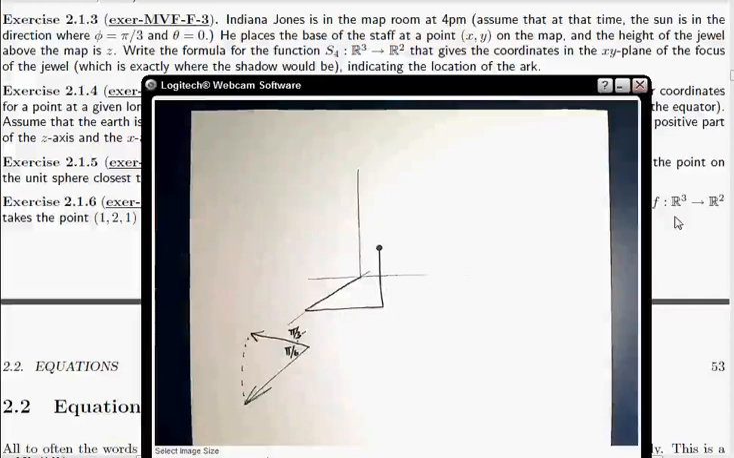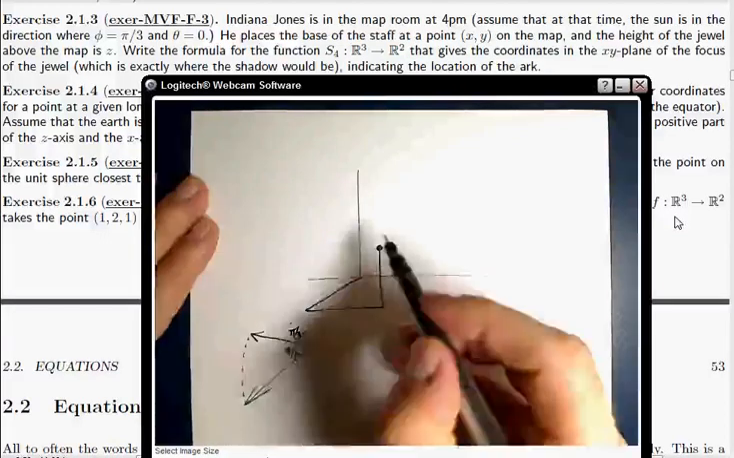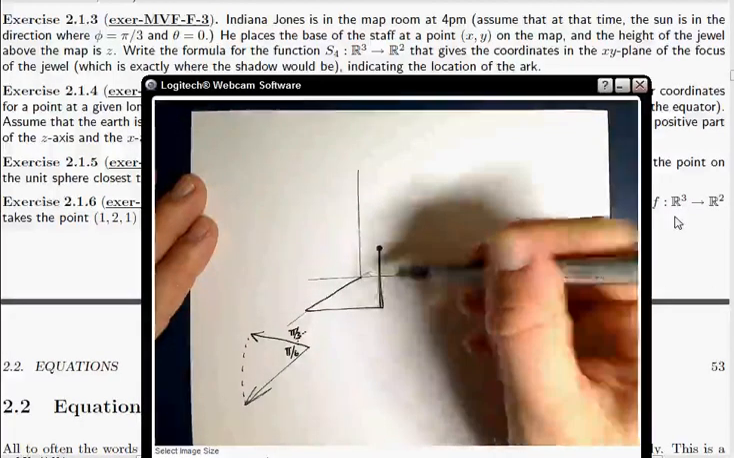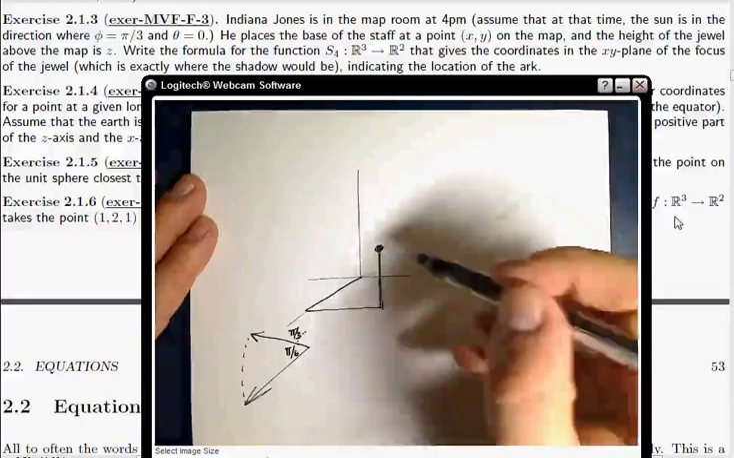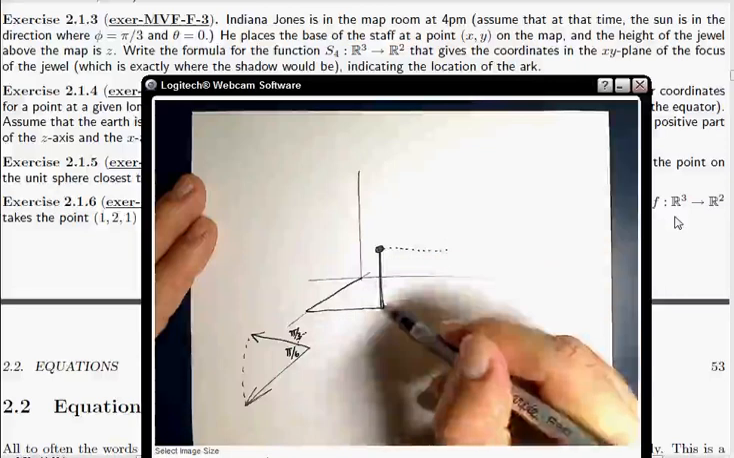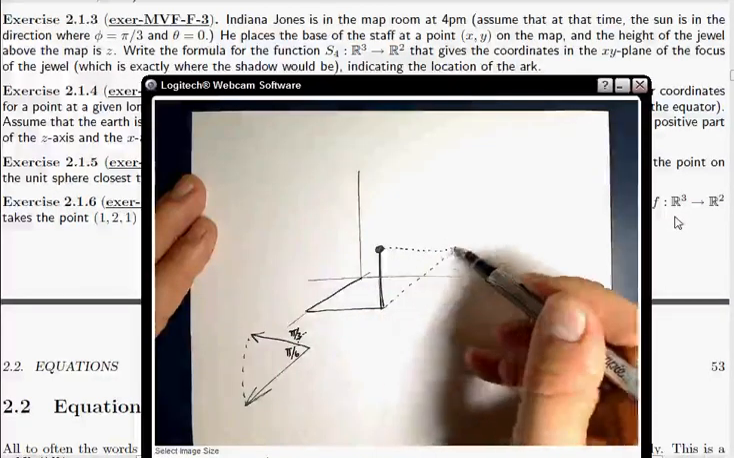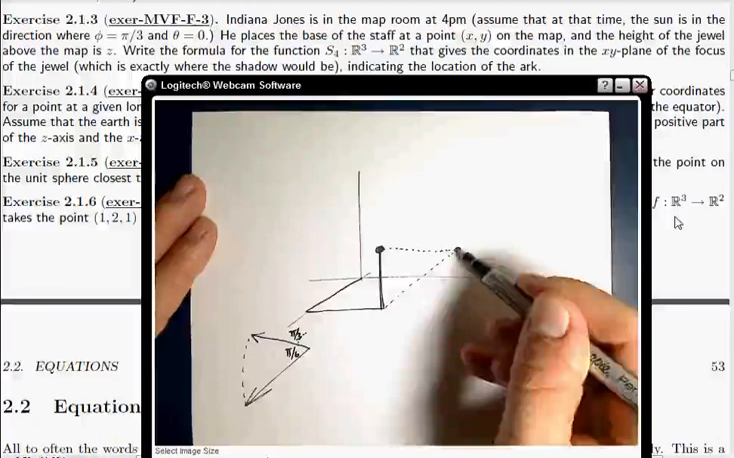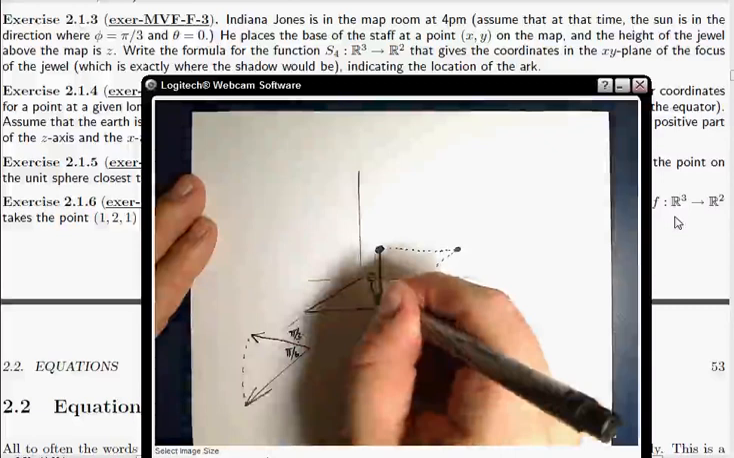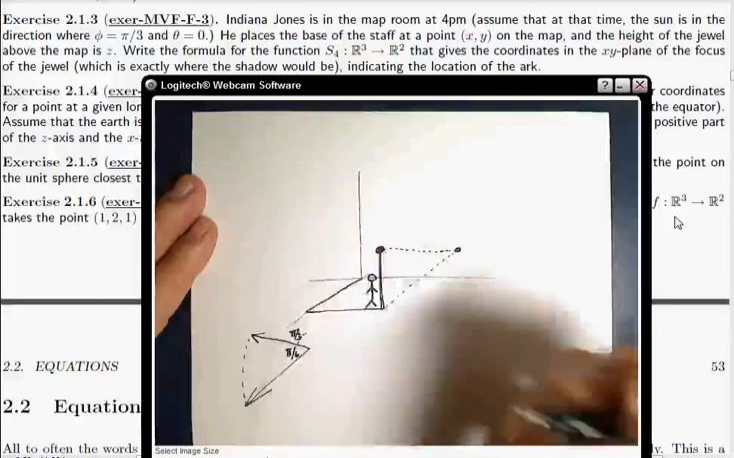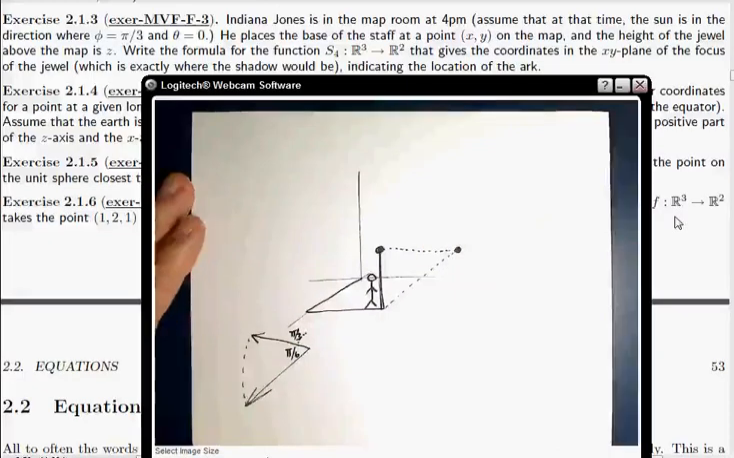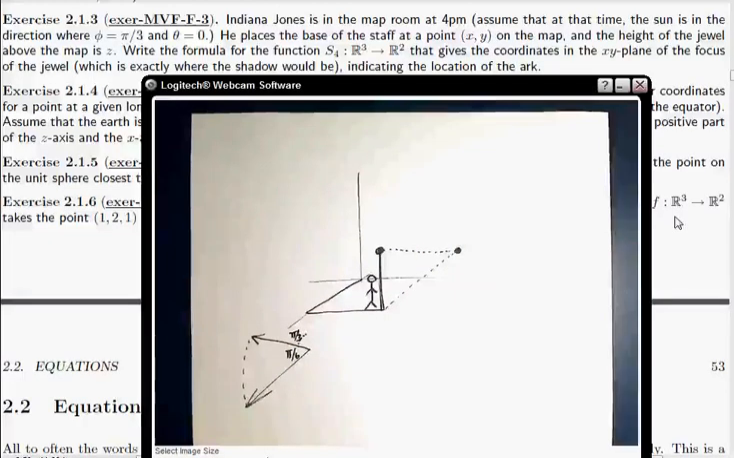So I'm going to appeal to your geometric intuition about the cast of the shadow. You could think of this as being like the shaft, and there's the jewel, right? And the shadow that gets cast goes kind of like this, to some point about like there, right? And here's Indiana Jones. And that's the jewel, and that's where the arc is on the map. Okay. Is everybody okay with the picture?